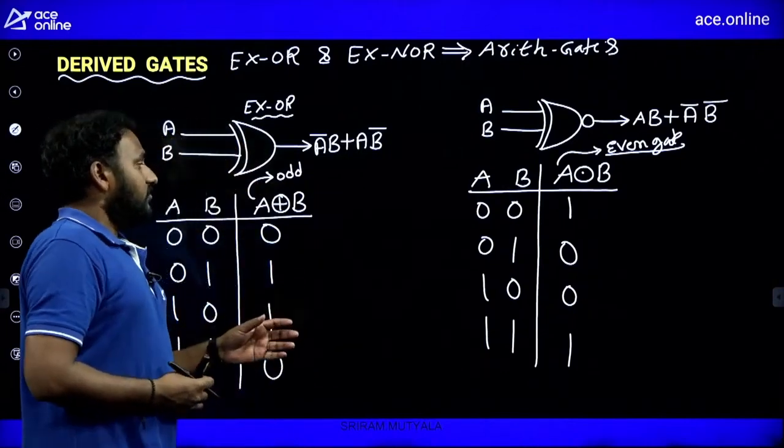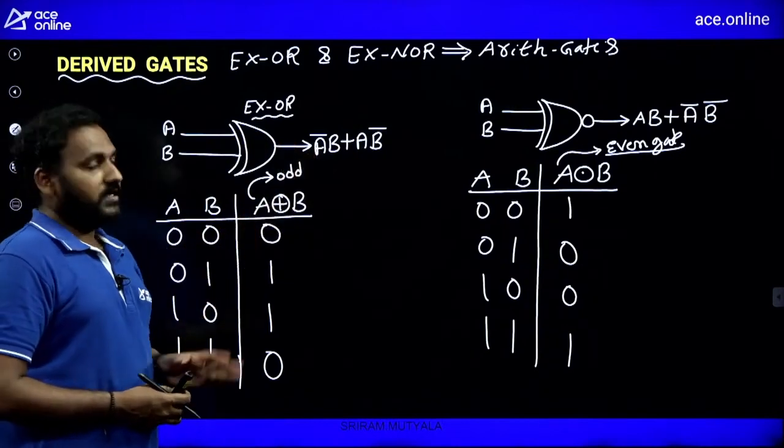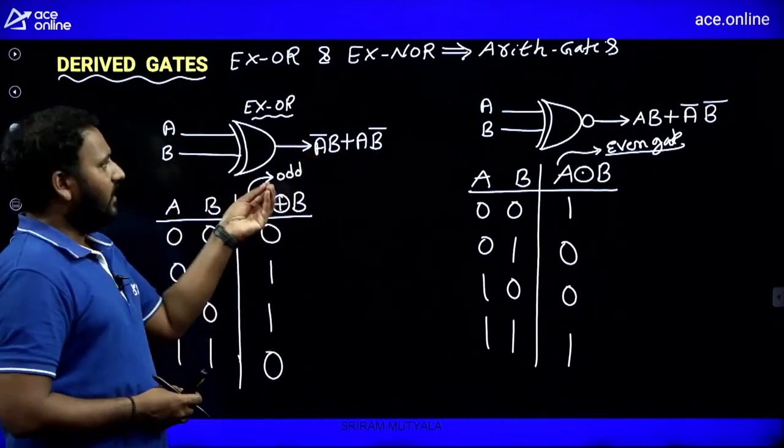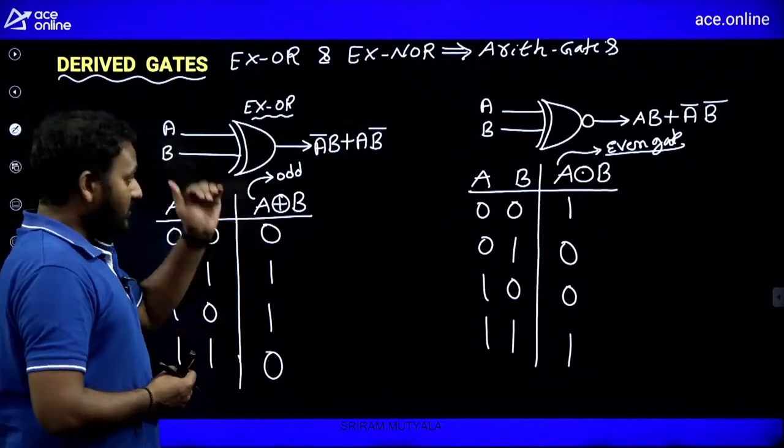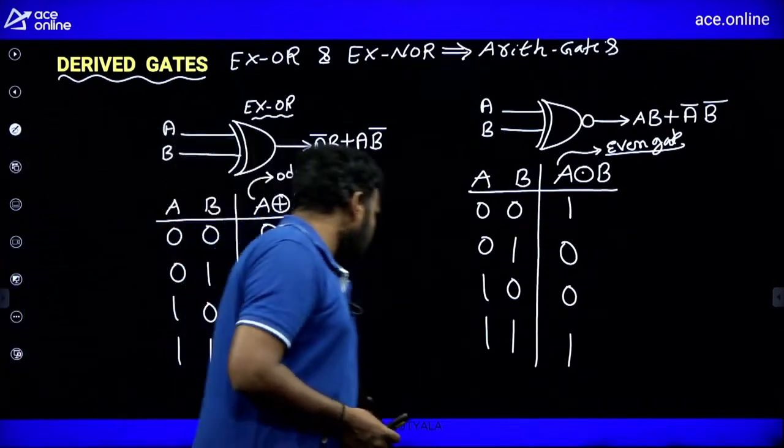But the truth table is very, very important. Truth table and the Boolean expression, that's enough. This is something about XOR XNOR gates, and their operations are very, very important. You must go through their operations also.